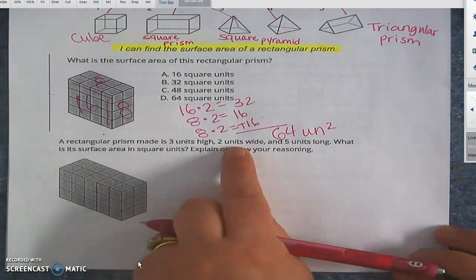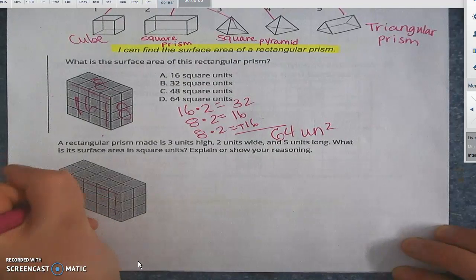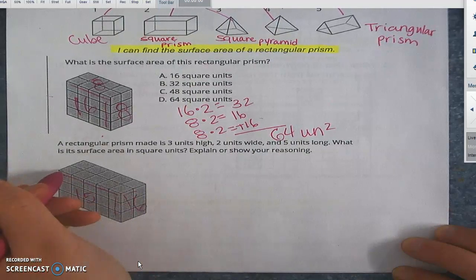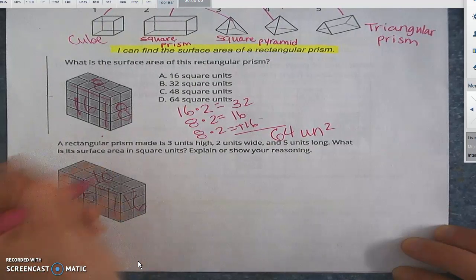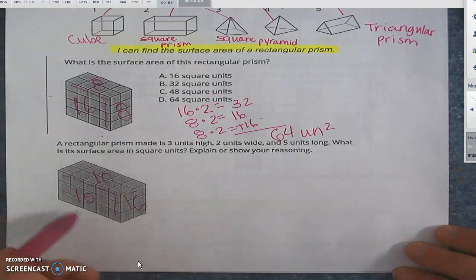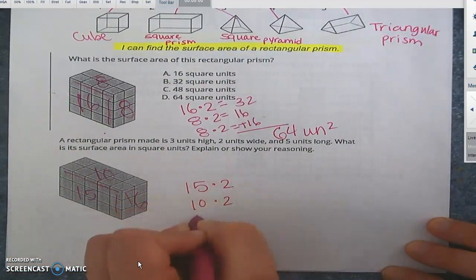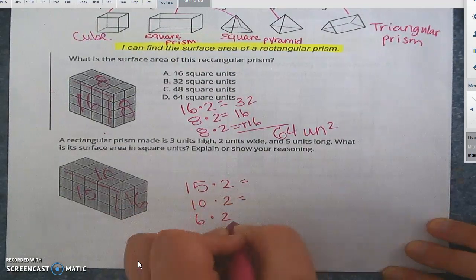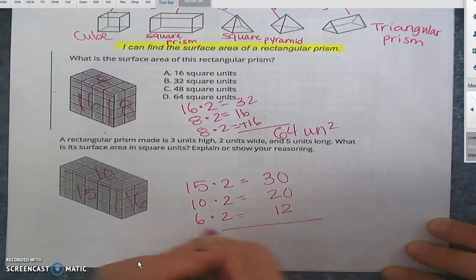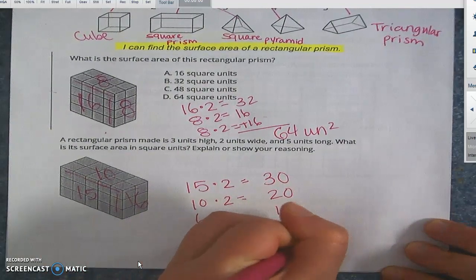This one is 3 by 2 by 5. So this is 5 by 3, that's 15. This is 2 by 3, so that's 6. And this is 5 by 2, so that's 10. And I need to remember front, back, top, bottom, side, side. So 15 times 2, 10 times 2, and 6 times 2, which is 30, 20, and 12. I add those pieces up, and that's 62 square units.